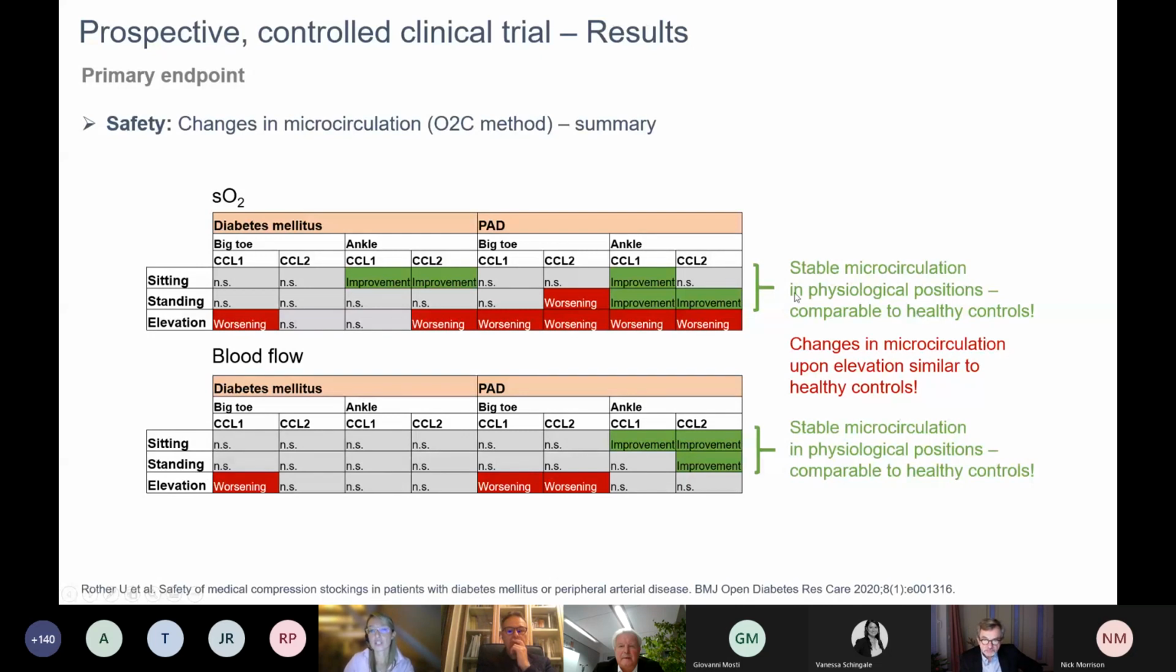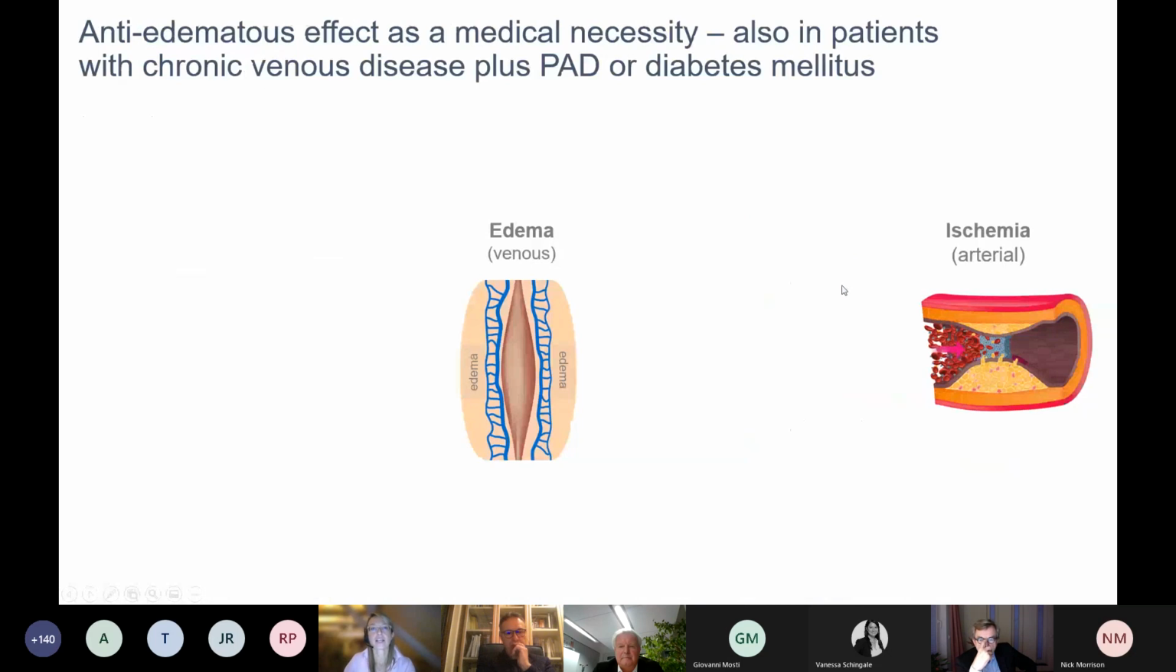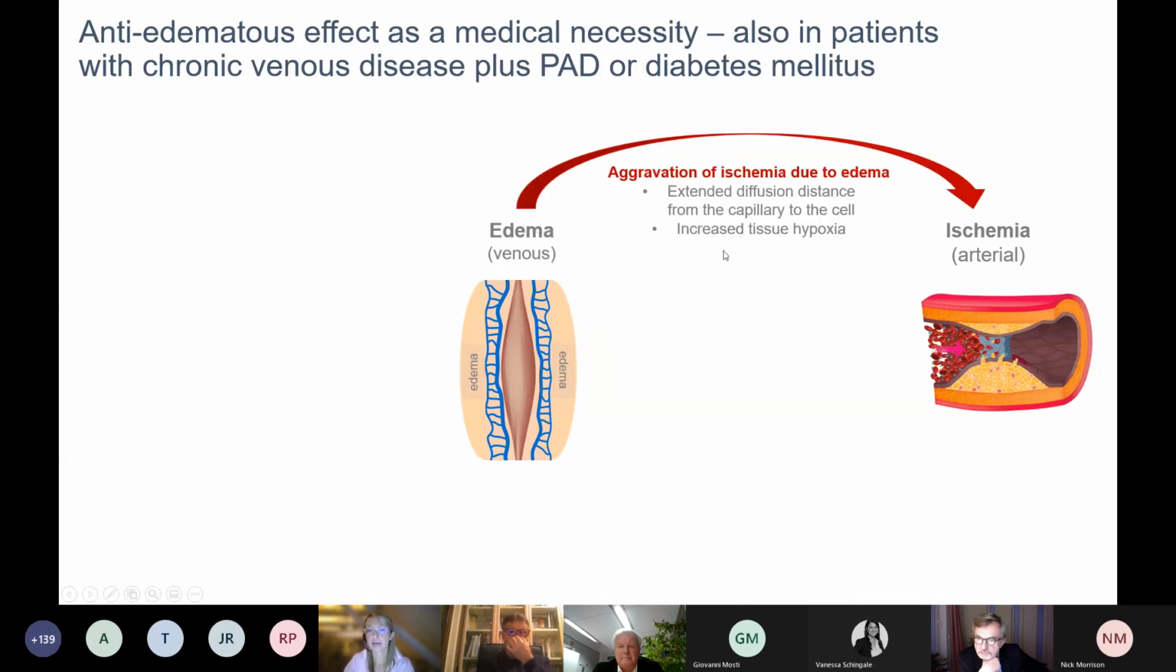And as I already mentioned, at the ankle, we even see this improvement of oxygen saturation and also of the blood flow. And I think that is really also very important in the context of applying compression therapy in these patients, because I think that this anti-edematous effect is also a medical necessity, also in these patients with PAD and diabetes mellitus.